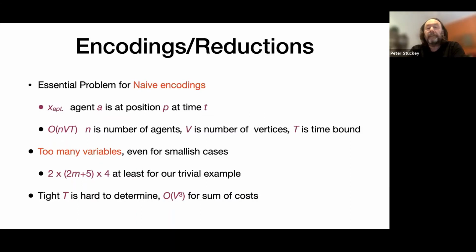So for our example that we looked at with the 2 mice, you end up with this number of variables: 2 times 2, n plus 5, which is the nodes, times 4, which is the minimum amount of time you need to solve the problem. And indeed, finding a tight time bound is hard to determine, and it's order v cubed for the sum of costs objective that we're talking about. So you can see that gets to be very big if we just use this relaxed time bound.